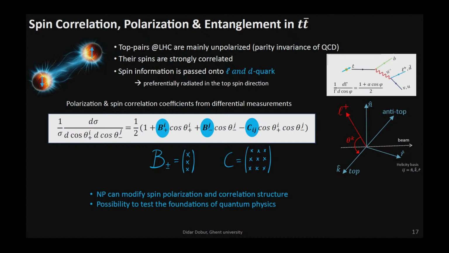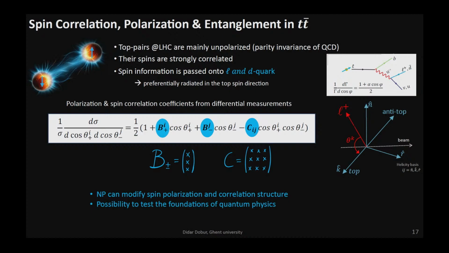Namely, we can extract the 6 polarization coefficients and the 9 spin correlation coefficients from differential cross sections. This was already done at Run 1 and Run 2 by CMS and ATLAS, which is interesting also because new physics can modify these spin and polarization structures.